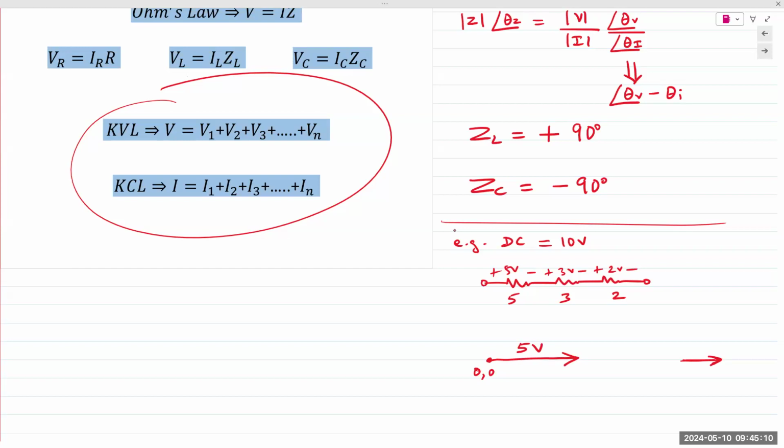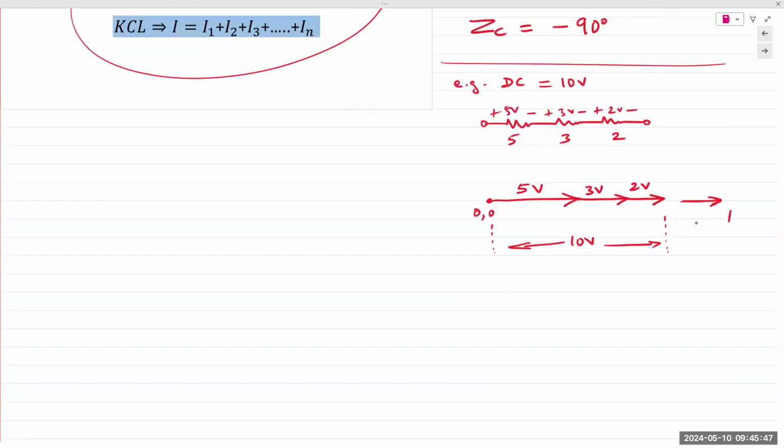Where would you plot the second one? From the end of the first one, right? Because we're adding them up. You have to add everything up. So from the end of the first one, we plot the second one. And then finally, we plot the third one from the end of the second one. And this gives you 10 volts, the sum of that. Make sense? Easy enough?